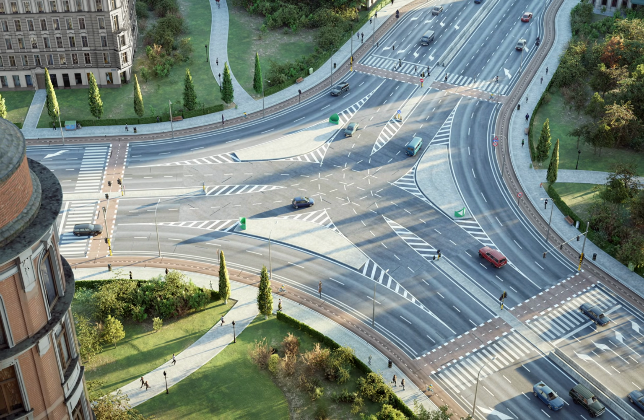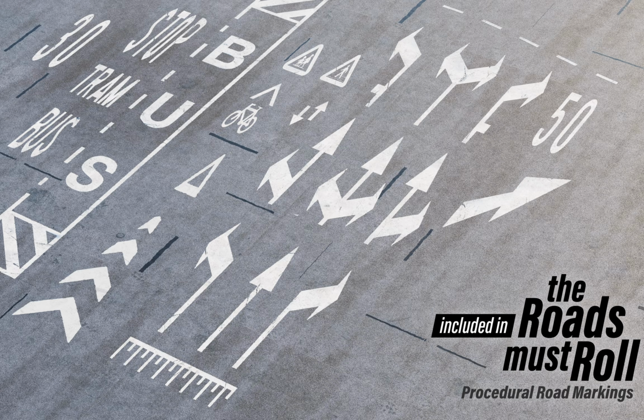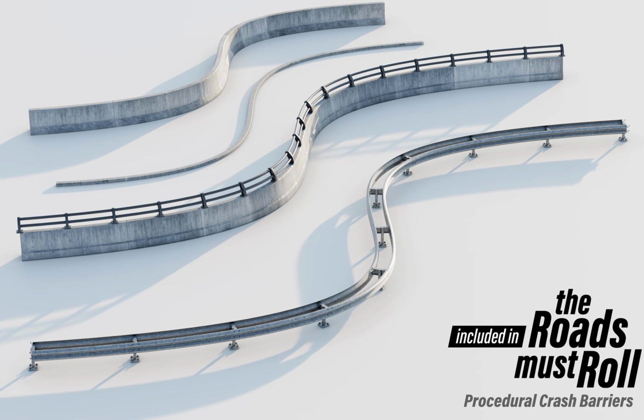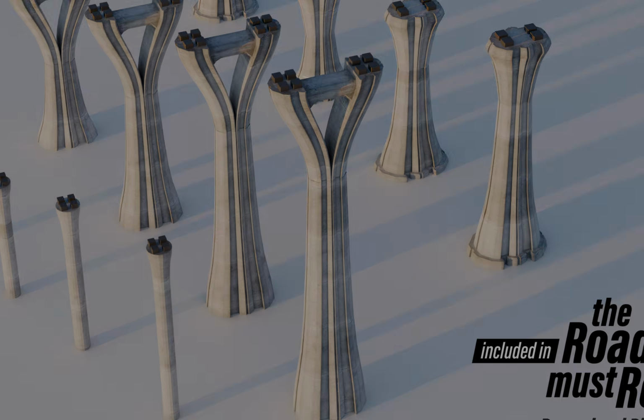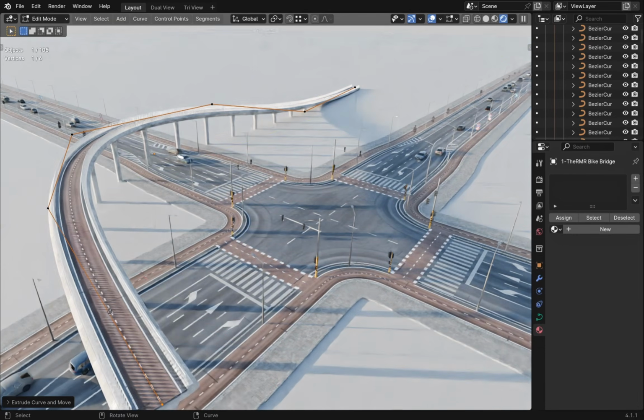But what if you want to personalize your road even more? Or you want to create your own intersection? I got you covered. I've created multiple procedural props to complement the road. All their properties can be changed in the modifier panel. I pick a few examples.